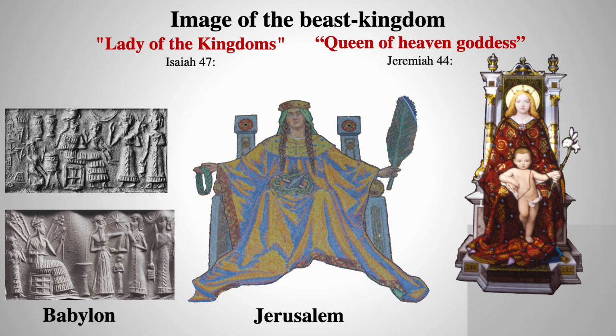Next is a painting I found in Jerusalem, inside the Catholic Church of St. Peter in Gallicantu, a few blocks away from the location where they will build the third temple. It's the image of the Roman Mary, the Queen of Heaven goddess, sitting on her throne, claiming that her father gave her heaven and earth.